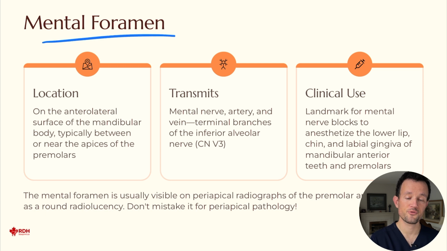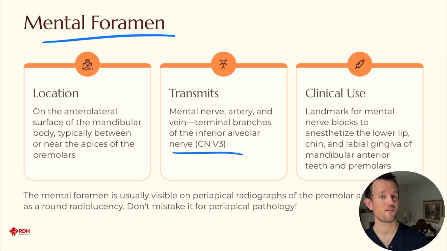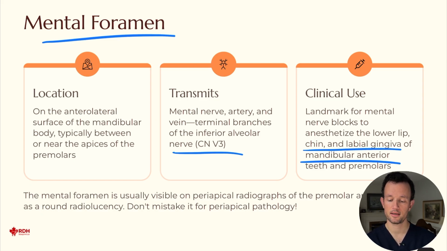The mental foramen, which is down here by your premolars on the mandible, transmits cranial nerve 5, division 3. It's a landmark to anesthetize the lower lip, the chin, basically half your mouth at the bottom, except for the buccal block.